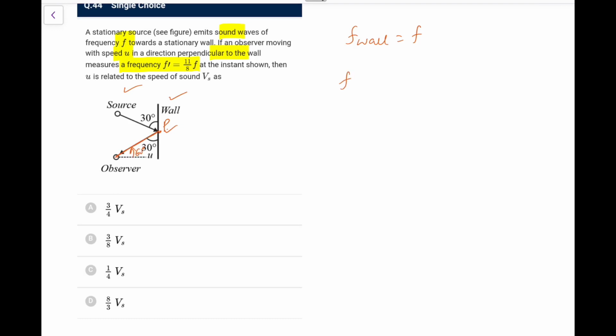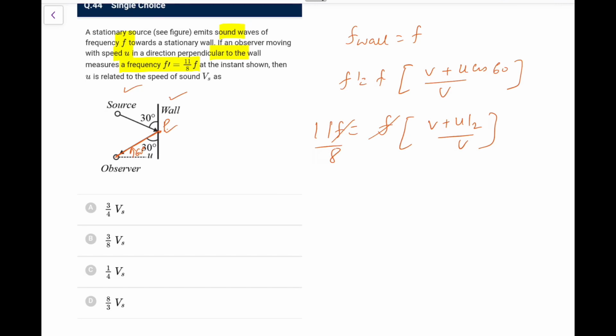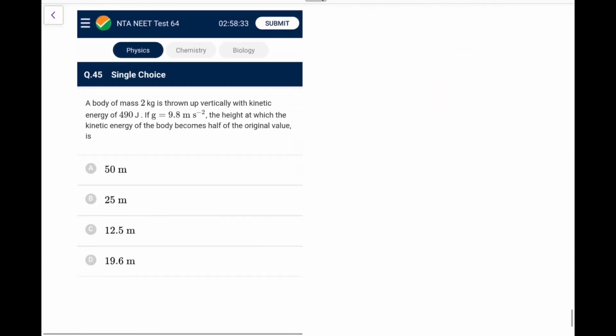So f dash would be f into v plus u cos 60 degree upon v, because the source is at rest and the observer is moving towards it. Given f dash is 11f by 8, it is equal to f into v plus u by 2 upon v. So f and f get cancelled, and 11v is 8v plus 4u, so 4u is equal to 3v, so u is equal to 3v by 4. It is moving with 3/4 of the speed of sound. It is very high speed, but let it move.